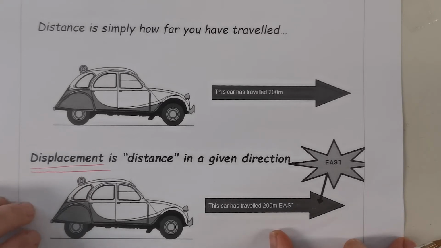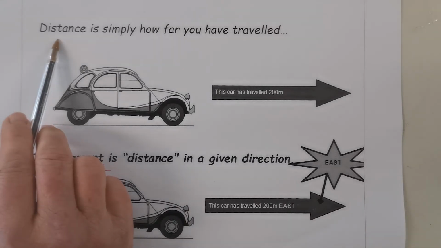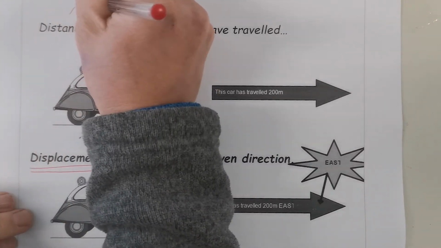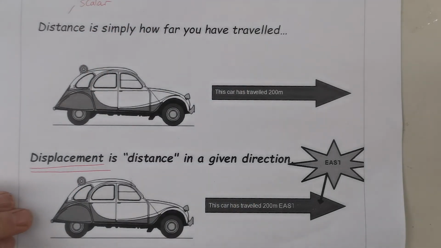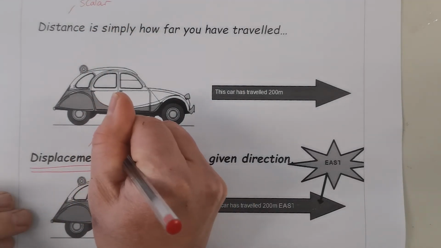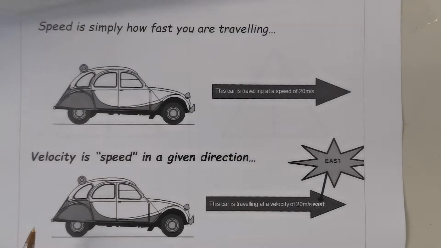It's an example of what we call a vector. Distance is an example of what we call a scalar. It just has magnitude. Displacement is a vector. It has the same magnitude here of 200 meters, but we also specify a direction. Where we specify direction in physics, we would call that a vector.